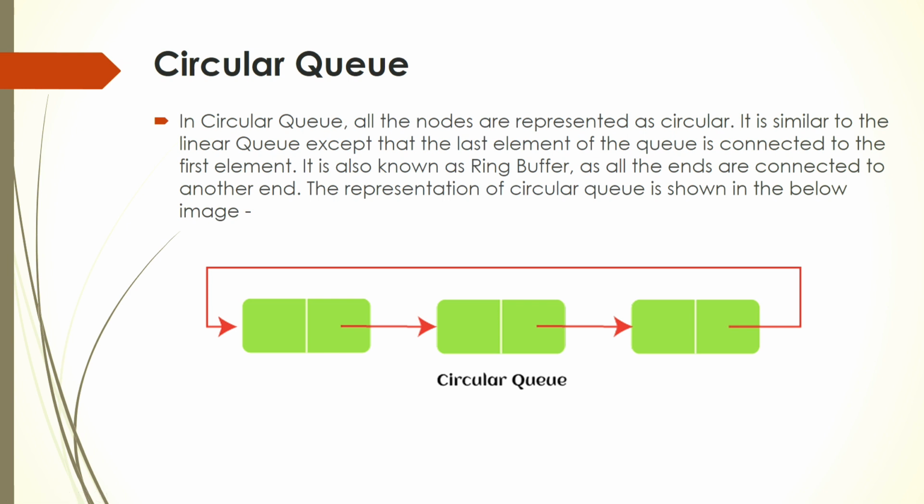Again, the major drawback that occurs in a linear queue is overcome by using a circular queue. If empty space is available in a circular queue, the new element can be added in an empty space by simply incrementing the value of rear. The main advantage of using the circular queue is better memory utilization.